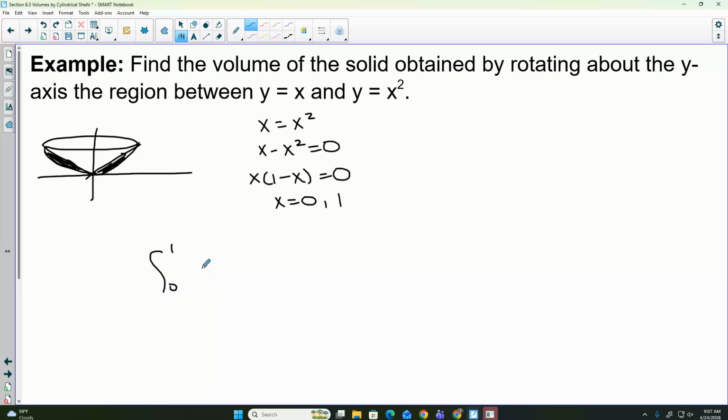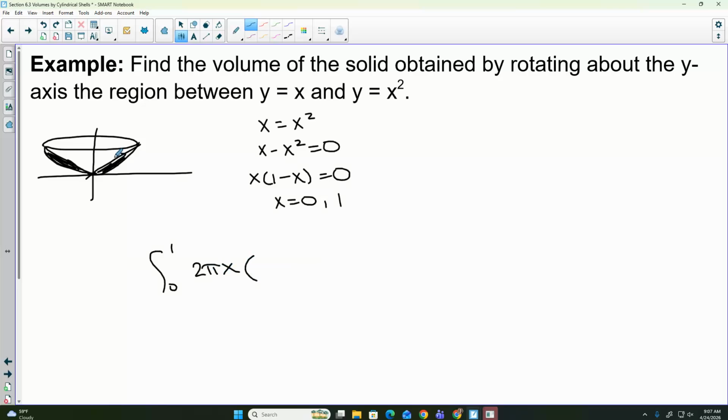Shells says we do the circumference. If we're rotating on the y-axis, we're going to work in terms of the x's here, because when I unfold it, we could measure on the x the length around. So it's 2 pi x.